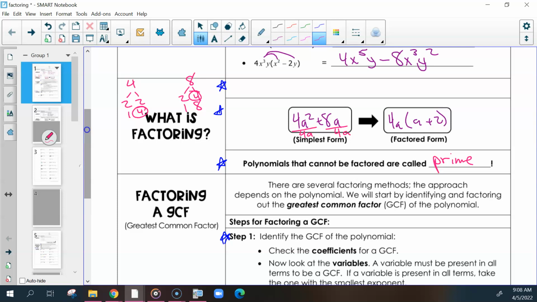So whatever that GCF is, you take it, you put it on the outside, and then you're dividing to see what's left. 4a squared divided by 4a, what would that give you? A. The 4's will cancel, and then you're using the exponent rules. Same bases, so you're subtracting your exponents. 2 minus 1 would give you 1.